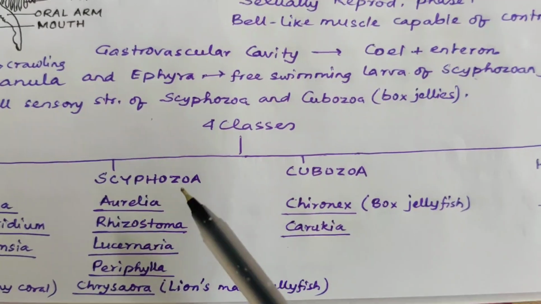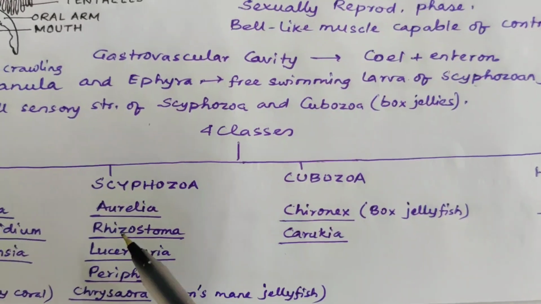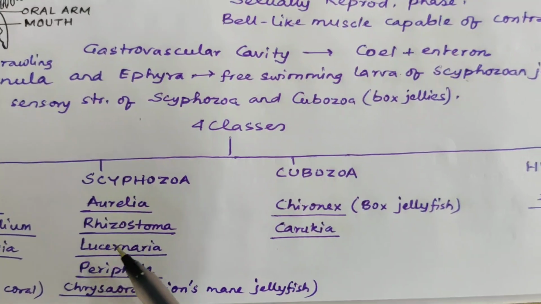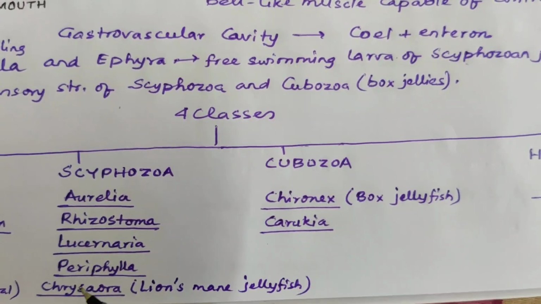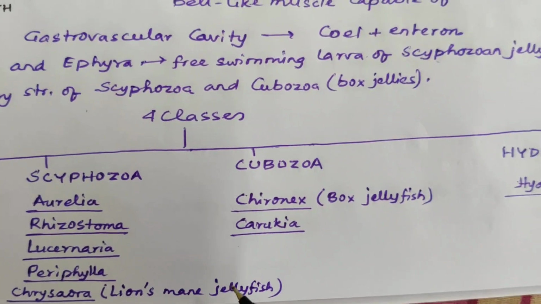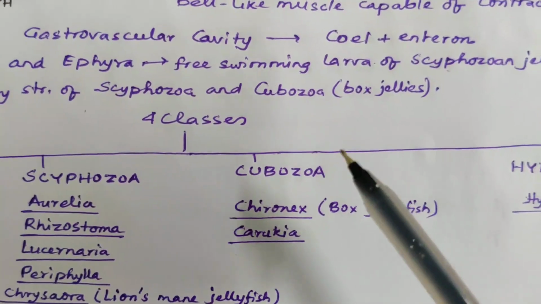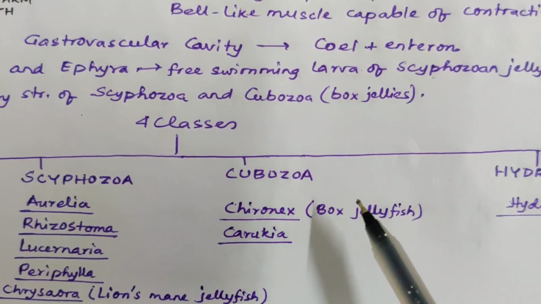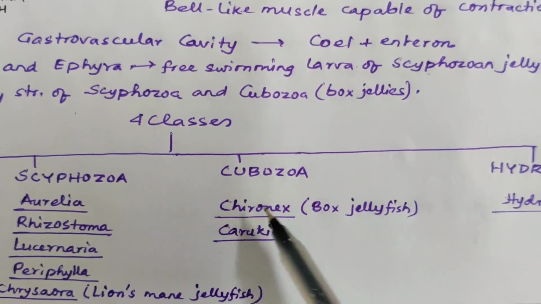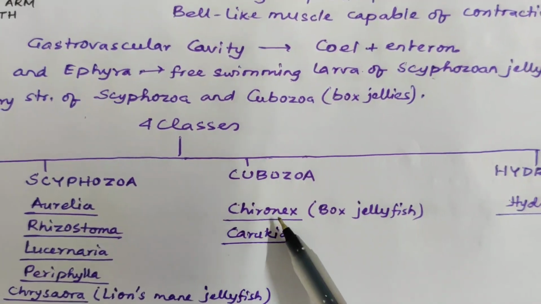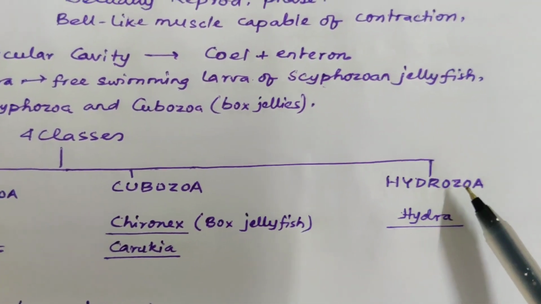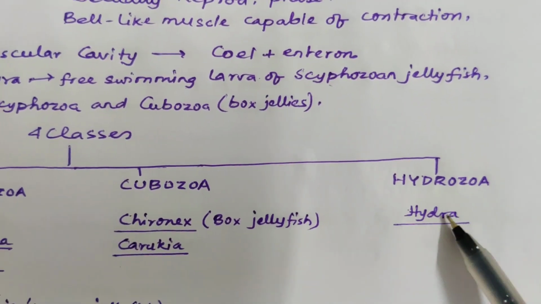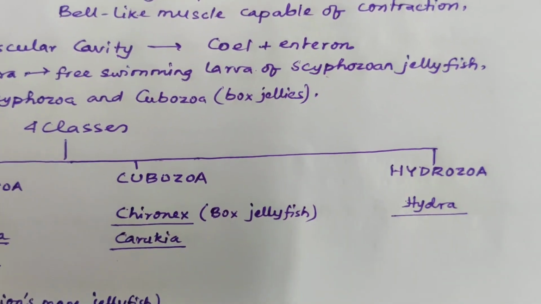Among Scyphozoans, Aurelia is the jellyfish. Rhizostoma, Lucernaria, Periphylla are other jellyfishes. Chrysaora is the lion's mane jellyfish. The box jellyfish, which are extremely venomous, are known as Chironex and Carukia. In the case of Hydrozoa, we have the example Hydra.